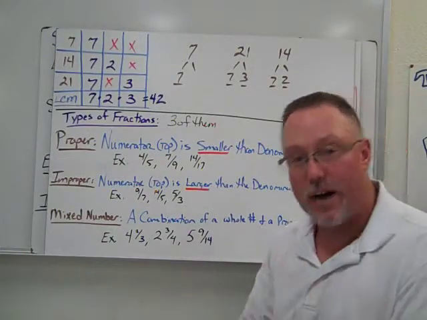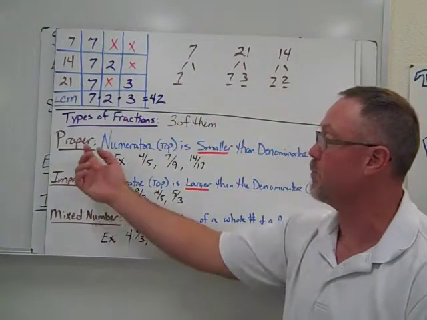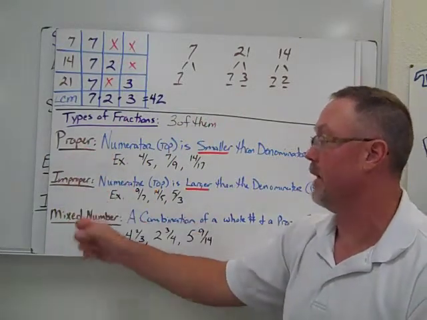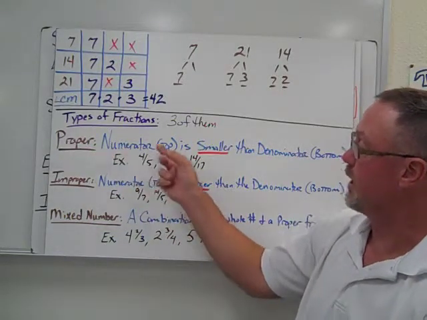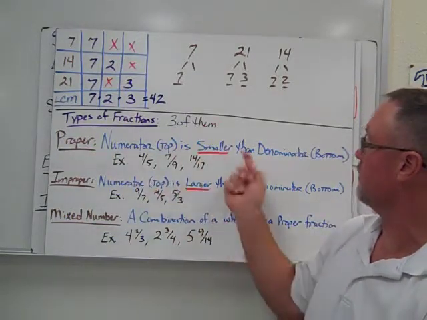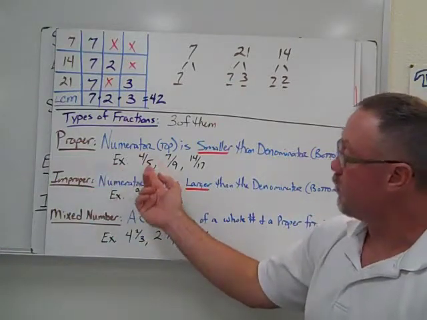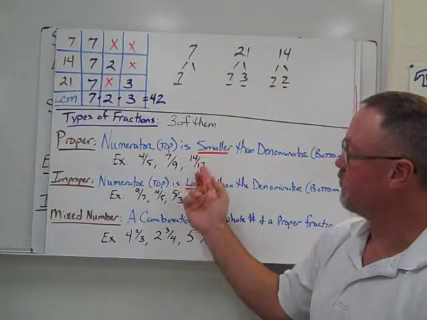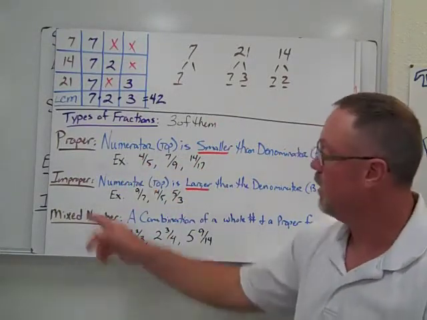This is going to lead us into the fraction part. So types of fractions, we have 3 of them. We have a proper, improper, and a mixed number as we go through this. So a proper fraction is the numerator, which is the top, is smaller than the denominator, which is the bottom. Here's some examples: 4 fifths, 7 ninths, 14 sevenths. So again, the numerator is smaller than the denominator.